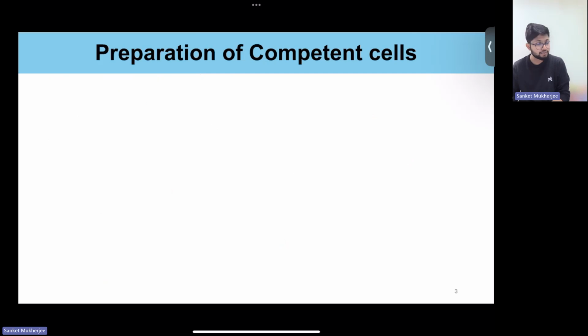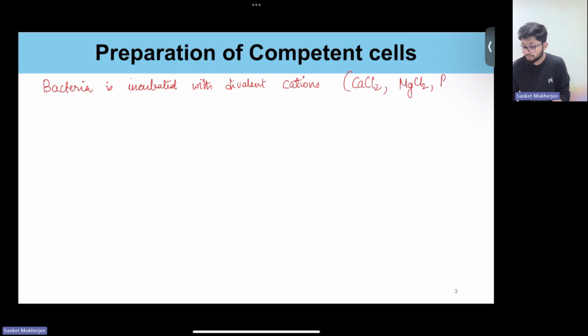So how to prepare competent cells, rather. The bacteria is usually incubated with divalent cations. So it could be calcium chloride, magnesium chloride, rubidium chloride, something like that, for 30 minutes at 4 degrees, right? So the cell walls swell.